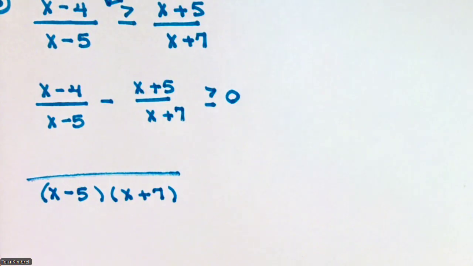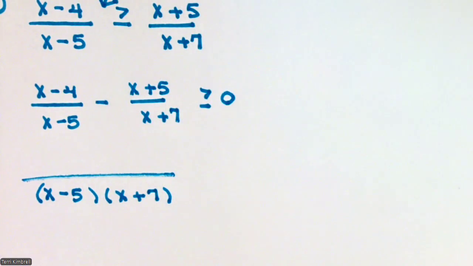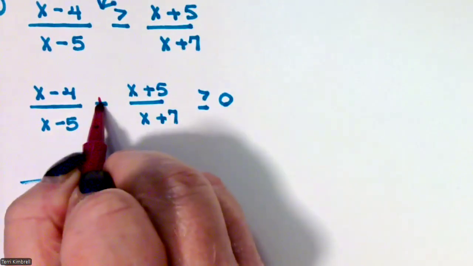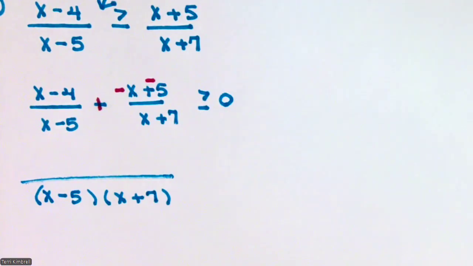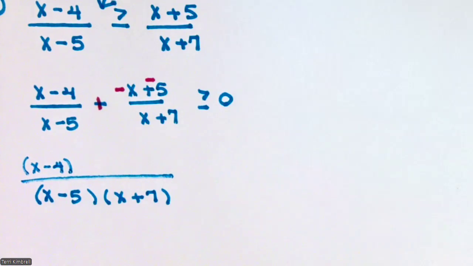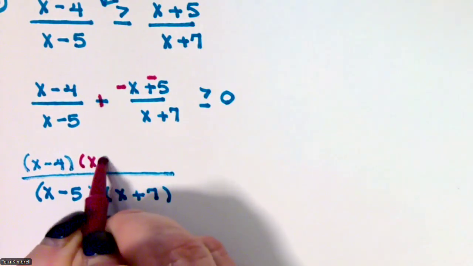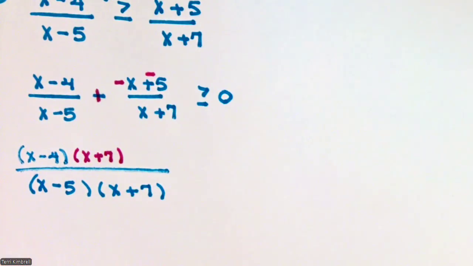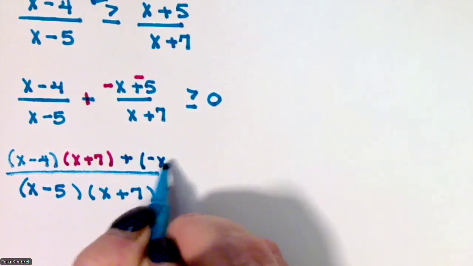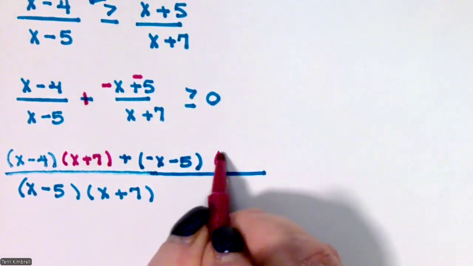If you remember, we're going to go ahead and distribute that minus, because you're not just subtracting the x, but you're also doing the 5 because they're stuck together. So we're going to go ahead and change that like we did earlier to fix that. I'm going to take my x minus 4, and I'm going to multiply that to x plus 7. And then I have a plus, and then I'm going to take the negative x minus 5, and I'm going to multiply it to the x minus 5.